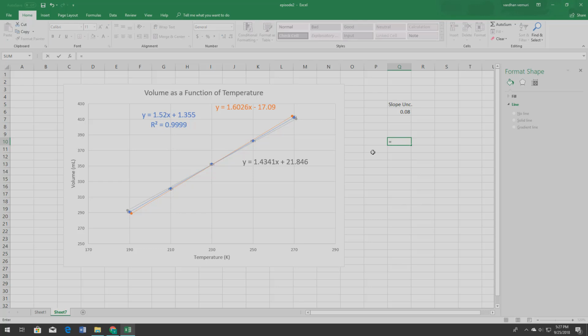So let's say that in this case, our slope right here is supposed to be 1.6. So we would do the difference of 1.6 and then our slope right here. And then we're going to divide by 1.6, and multiply this by 100%.